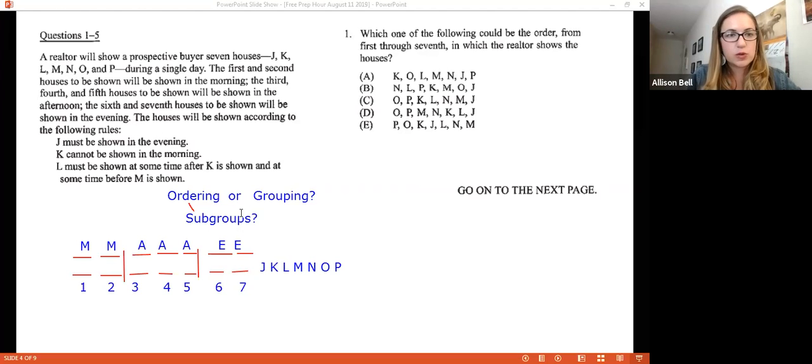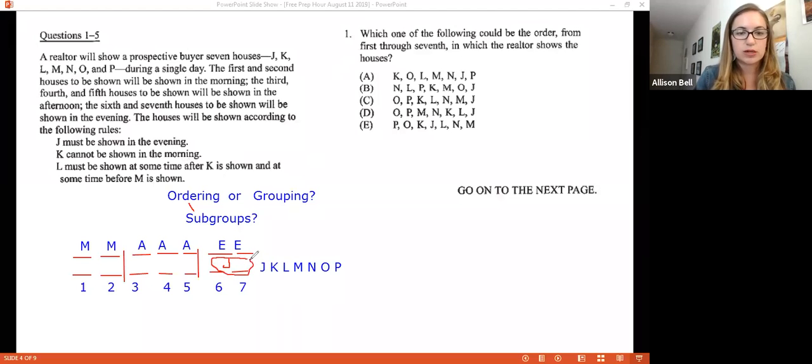All right, so we've got our bank, we've got a good starter diagram, and then we need to go through our rules. I'm going to talk you through just how I would add these to my diagram, and then I'm going to ask you to share some inferences with me. So first rule, J must be shown in the evening. You've got two options for that. One is to put J in the evening spaces.